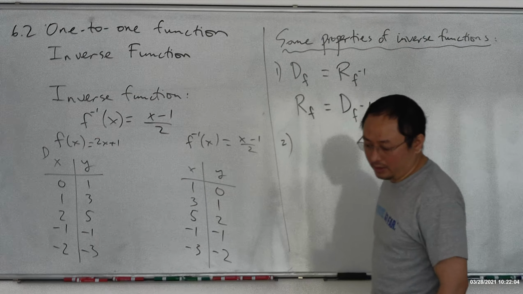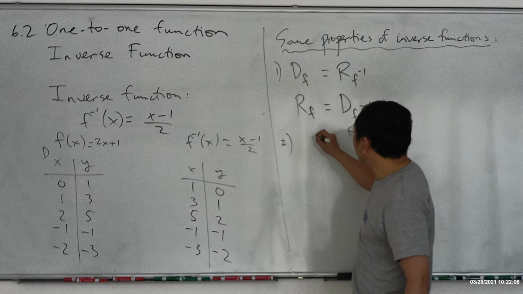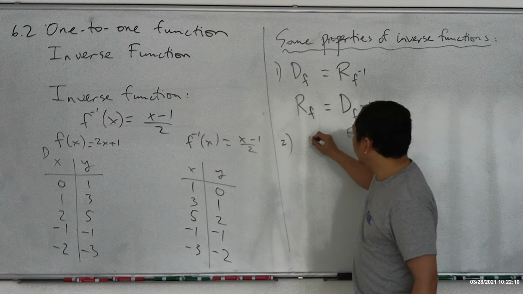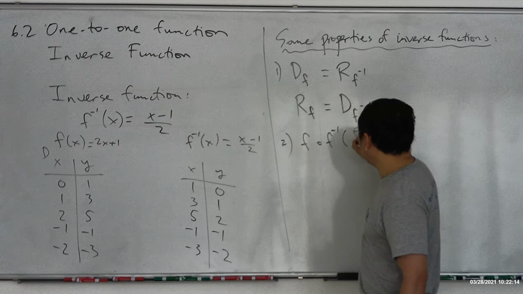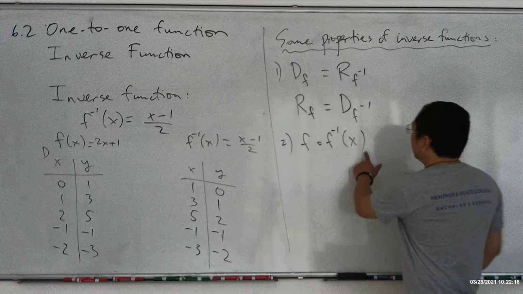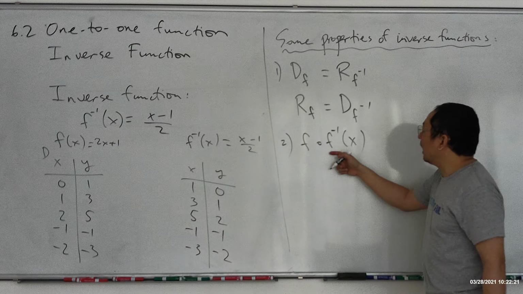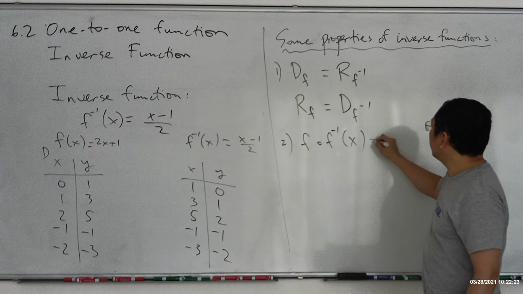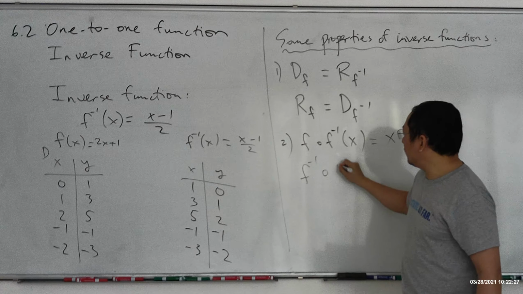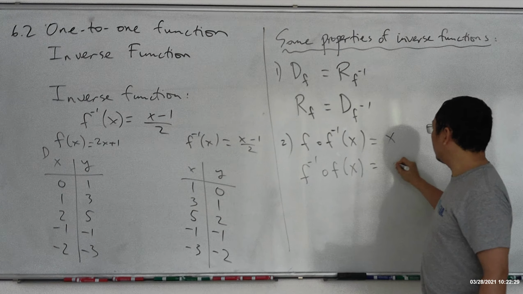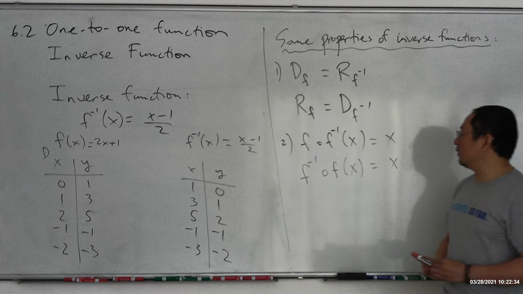The second property is this. If you compose the two functions, f composed with f inverse of x, you plug x into f inverse, and then use the output of f inverse to plug into f, it's going to give you x. Same thing the other way around. f inverse composed with f of x is also equal to x. And by the way, this is the test that people use for inverse functions.